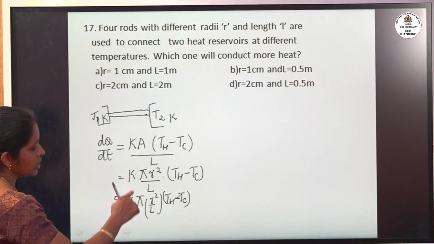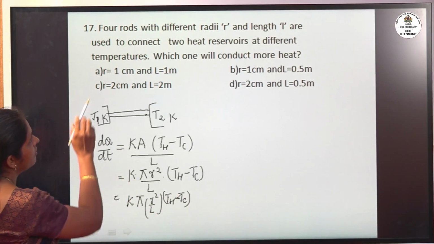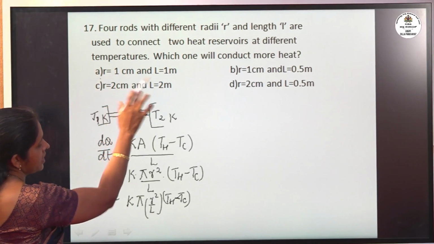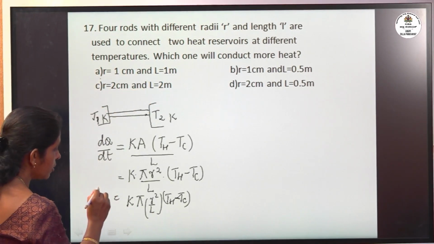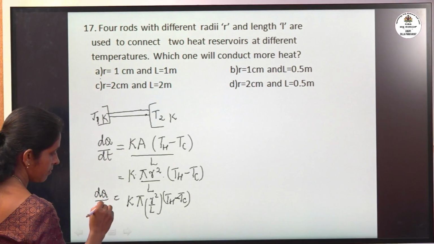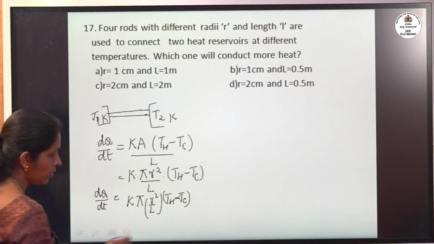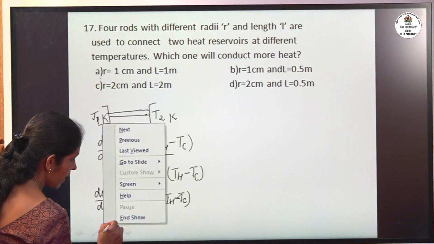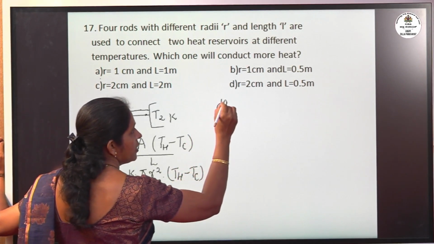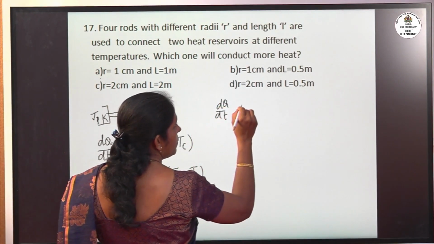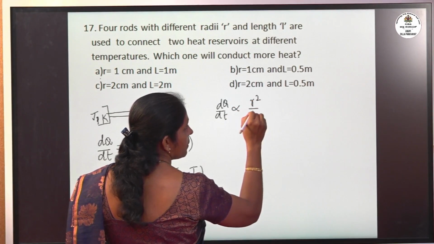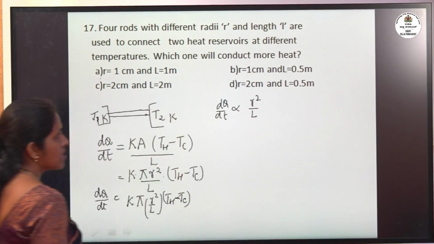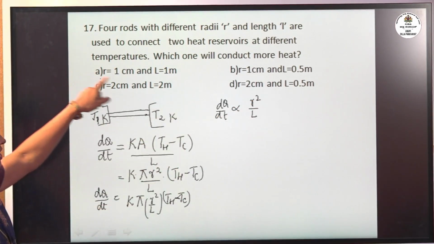From this equation it is clear that if we vary the length and radius, the rate of cooling varies. Rate of cooling depends on r square by L. dQ by dt is proportional to r square by L. Using this equation, let us analyze all these options.